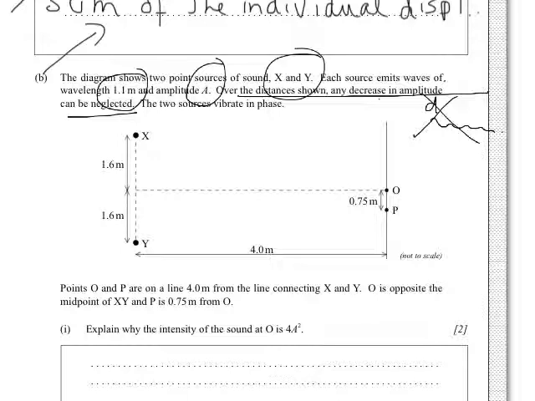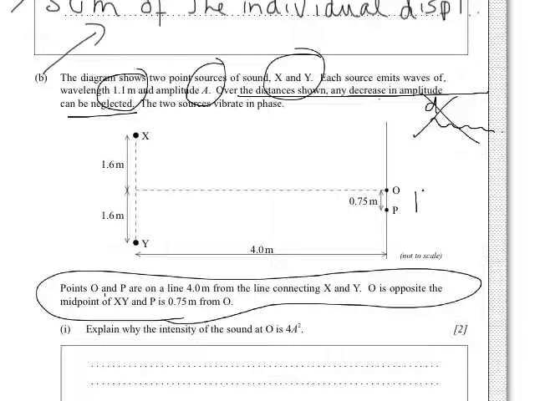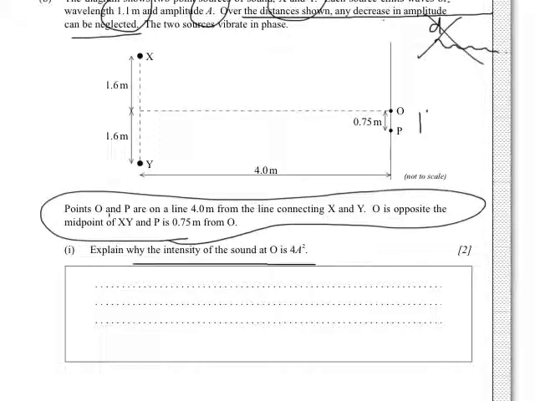Okay, so this is our arrangement. Points O and P are on a line connecting X and Y. In fact, this is just a description of what you can see. It's fairly self-explanatory. And now it asks, why is the intensity of the sound at O 4 amplitude squared? The bit of physics that this is examining is that you remember that intensity is proportional to amplitude squared.